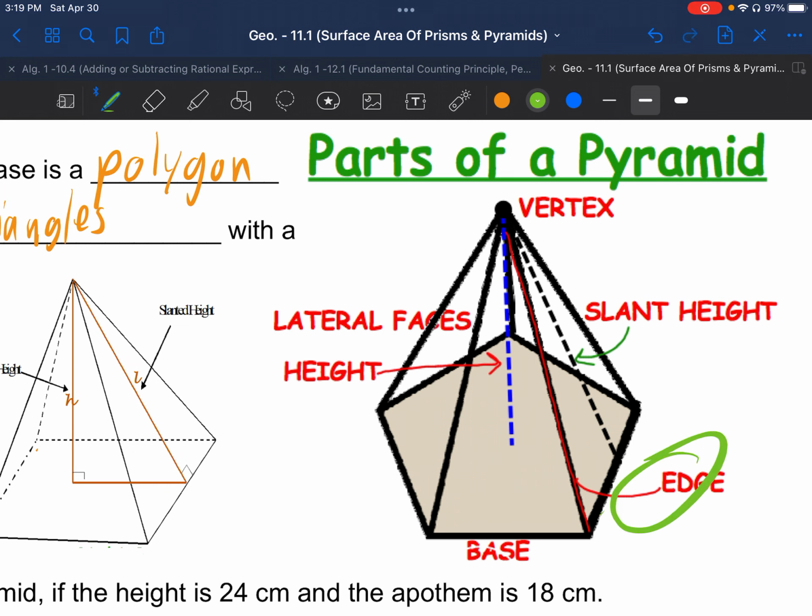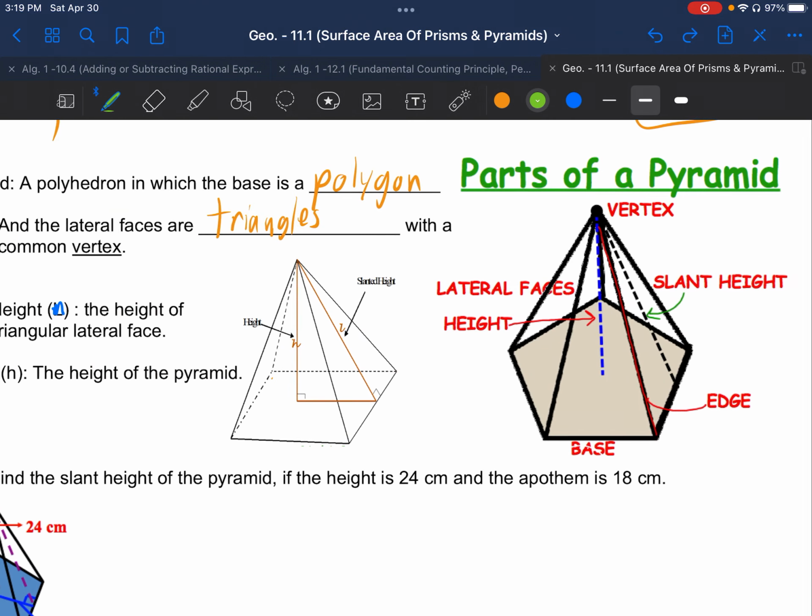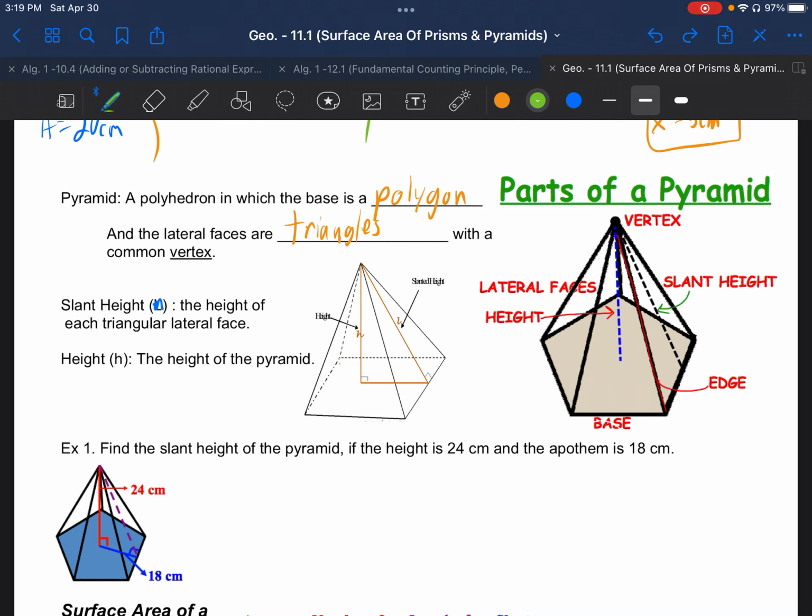An edge, which is just any of these line segments, including the ones around the bases. And the base, which is the polygon at the bottom. That is not a triangle. Or at least doesn't have to be a triangle, I should say. I actually lost my cursive L there for the slant height.